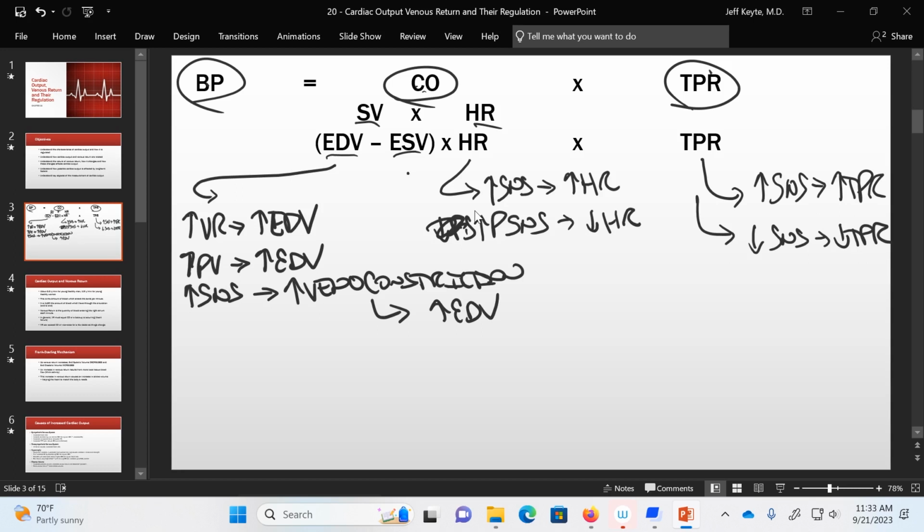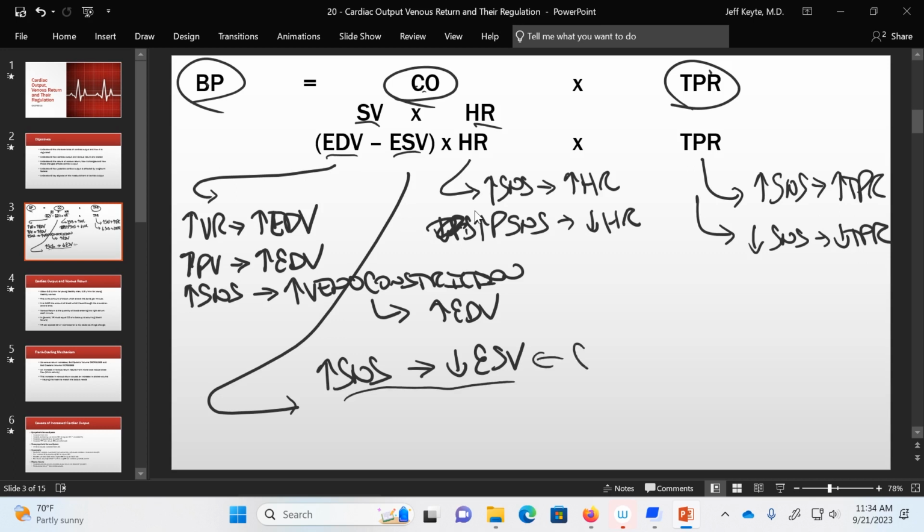Then we have ESV. All right, so an increase in sympathetic nervous system activity causes a decrease in ESV. Remember, a decrease in ESV is a good thing for cardiac output, right? So this is contractility. This right here is contractility. Because remember, the sympathetic nervous system not only increases rate, but it increases the vigor with which the heart contracts, right? So ESV gets smaller. We get a decrease in ESV.